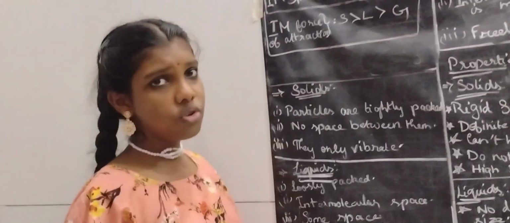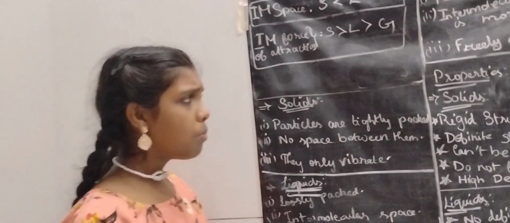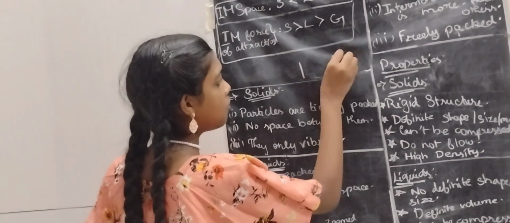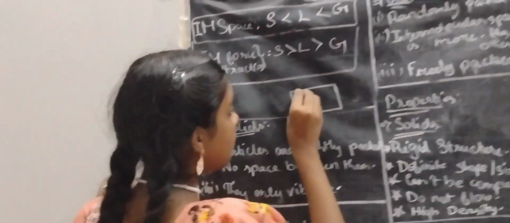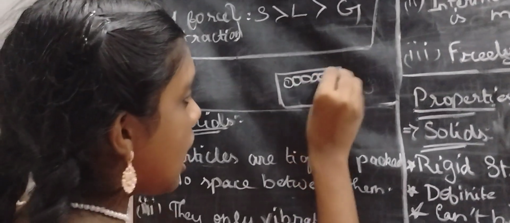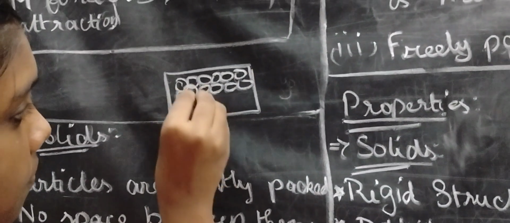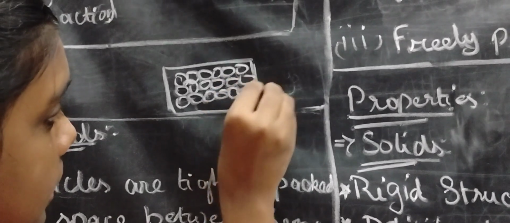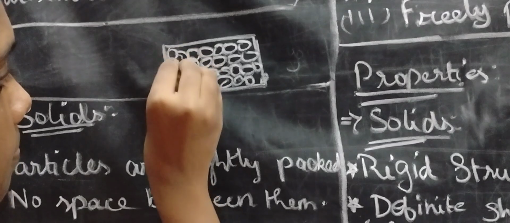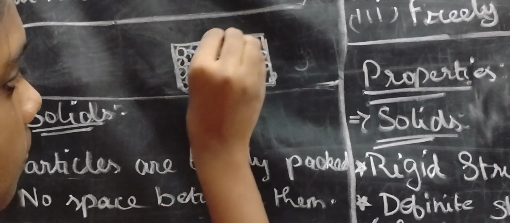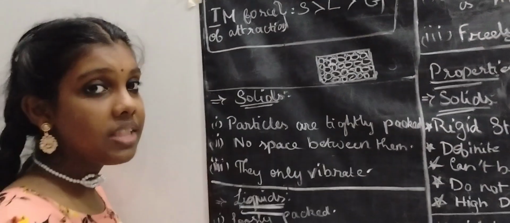So intermolecular force of attraction means, actually I told you about the intermolecular space, but the intermolecular force of attraction means, if you see, this is a box, the zoomed one. So here we have solids, which have tightly packed molecules. If you see, they are so tightly packed that they don't have any space between them. Here I am randomly drawing. Okay. So here they don't have space.